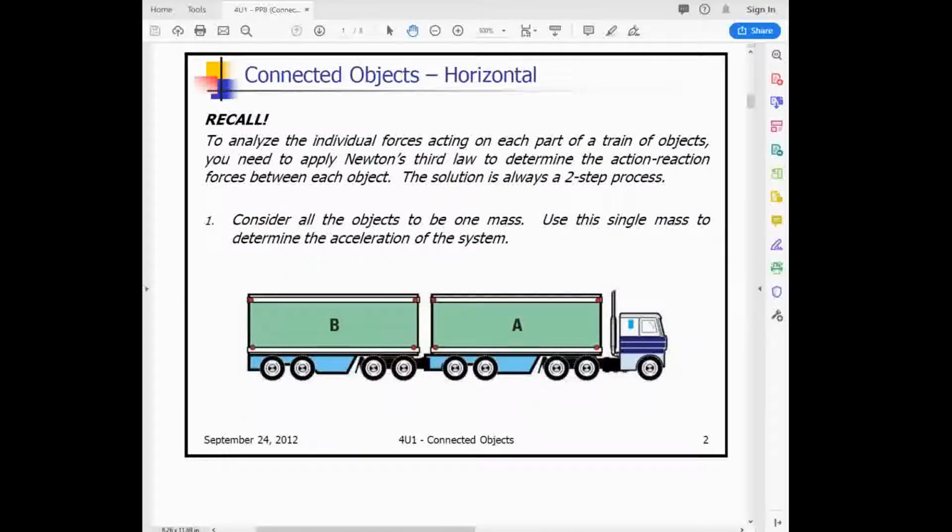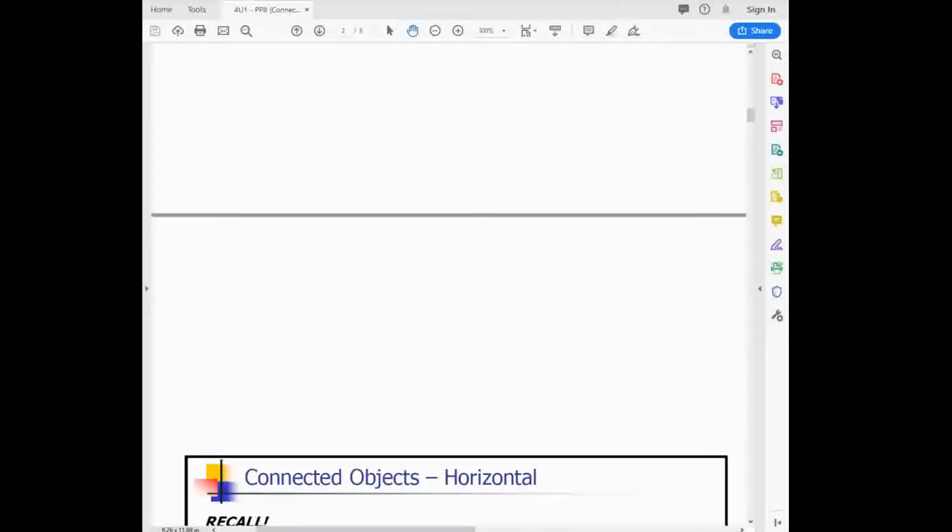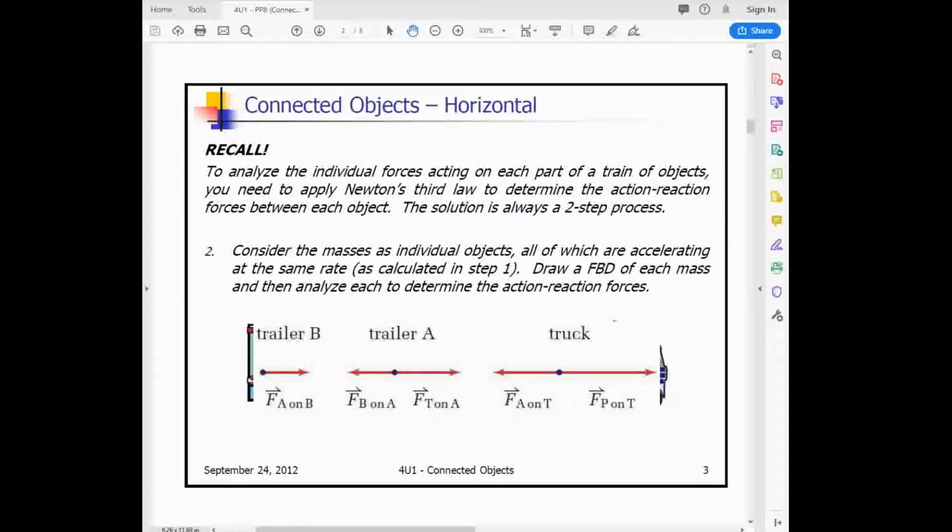In a situation with connected objects like this truck with two trailers, we consider all of the objects to be one mass, and we use that single mass to find the acceleration of the system. So if we have the truck, trailer A and trailer B, with three separate masses, and we know the acceleration of the truck, for example, we add all the masses together, multiply by the acceleration, and then we end up with the force. But we also have to break the masses up into individual objects afterwards.